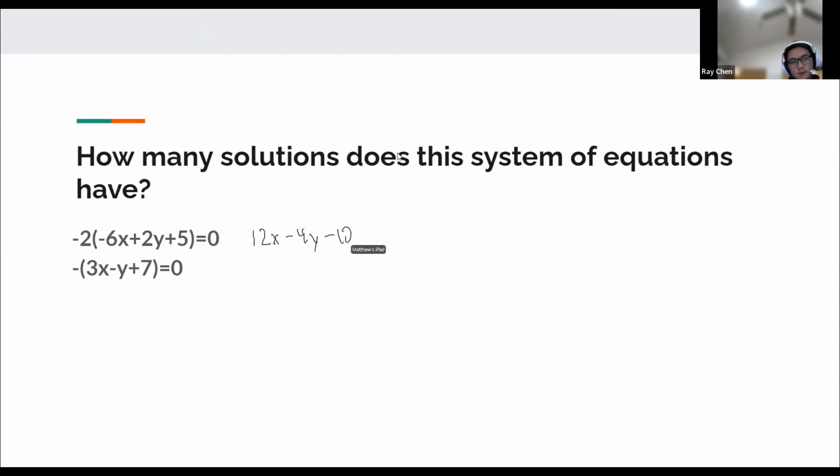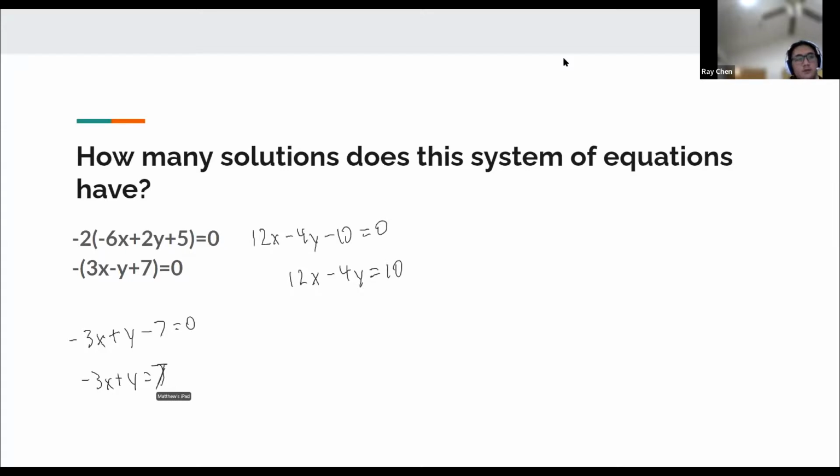Okay, so for the first one, we're gonna distribute this out and we're gonna get 12x minus 4y minus 10 is equal to 0. And the other one is gonna become negative 3x plus y minus 7 is equal to 0. So now we're gonna put x and y together and put the constants on the other side to make this a little easier to solve. So we have 12x minus 4y is equal to 10, and then negative 3x plus y is equal to 7.